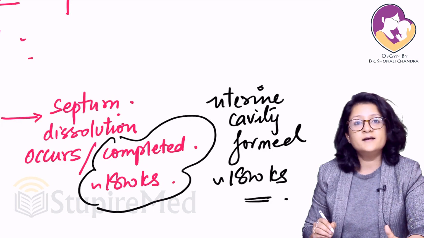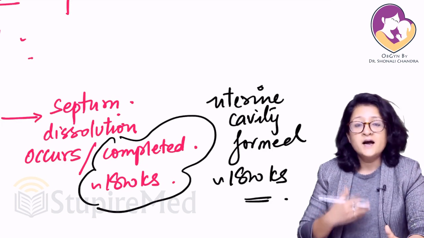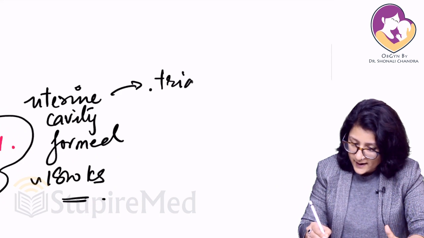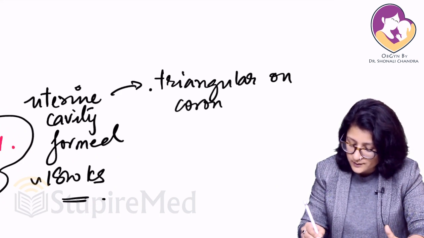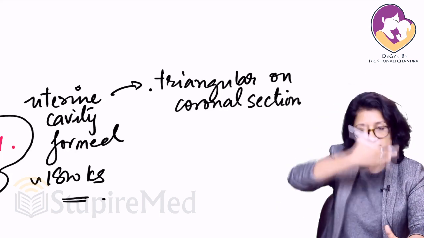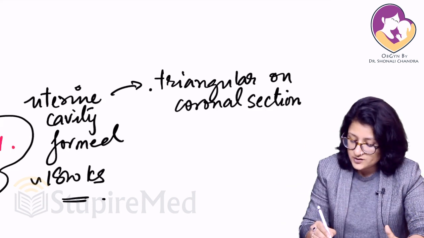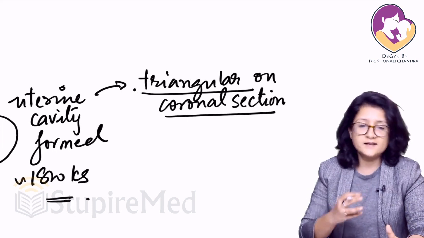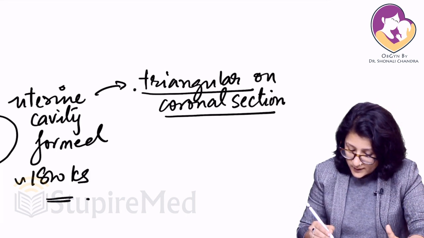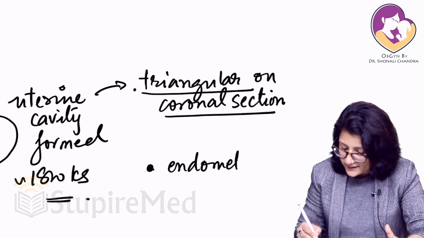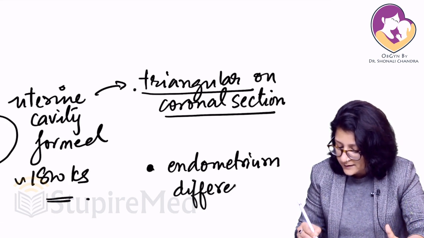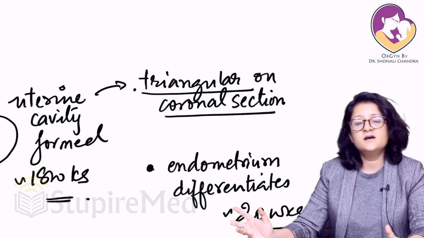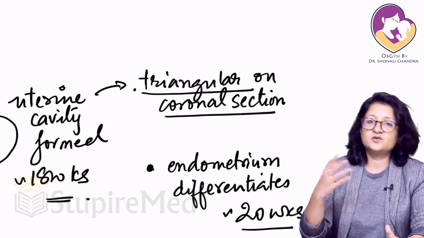Normally the uterine cavity that is formed is triangular on coronal section. Coronal section means if the uterus is cut like this. After the cavity is formed, the other thing that has to be formed in the uterus is the endometrium. Another important point to remember is that the endometrium differentiates by about 20 weeks, the same time that the vagina is canalizing.